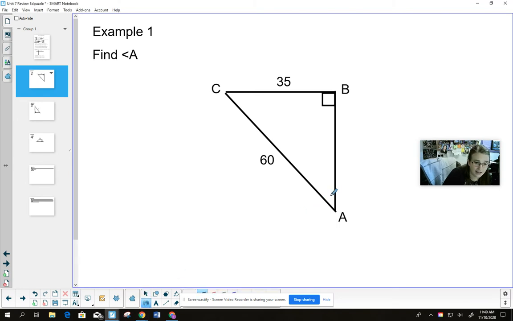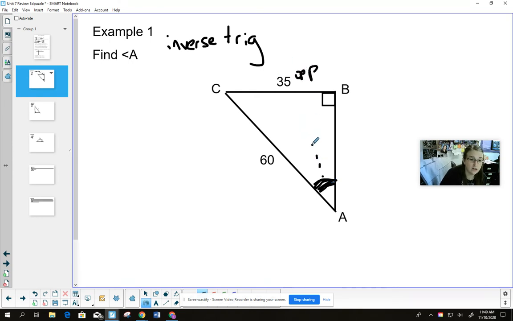Okay, so we have angle A. What we need to do is mark the angle we want so that we can label our sides. This is going to end up being inverse trig. Find an angle, guaranteed inverse trig. So A happens to be across here. This is the opposite. If I walk through my triangle, that's the opposite.